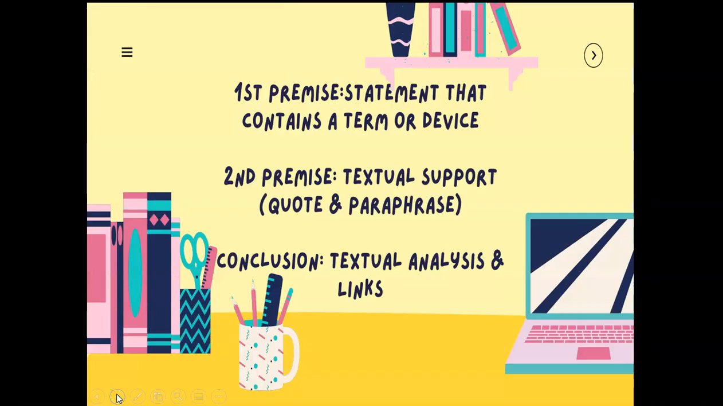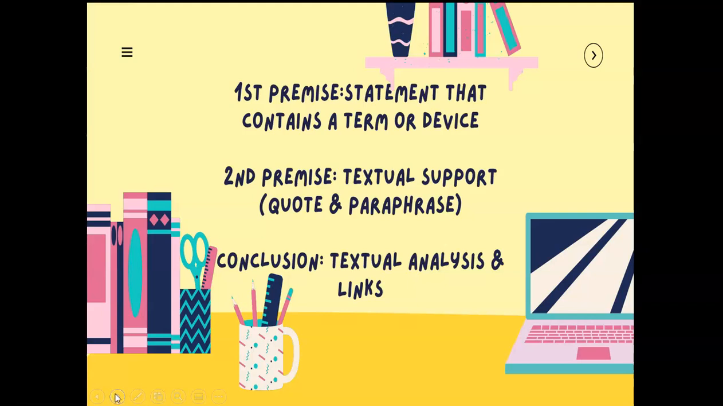So in terms of performing literary analysis, this is how the syllogism is going to work. The first premise is going to be a statement that contains a term or device. And again, this is one of the reasons why my students withhold the terms, because they can get redundant to have them in the last sentence of the thesis in the introduction, and then the first sentence of the body paragraph also has terms. It sounds a little redundant.